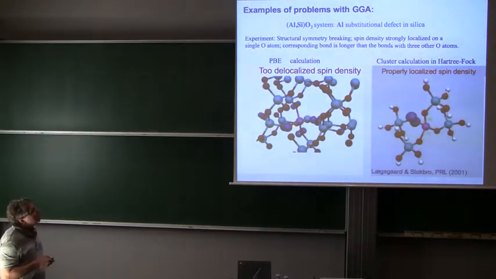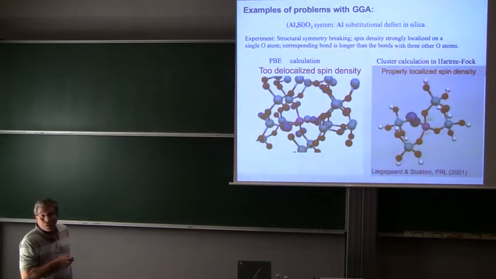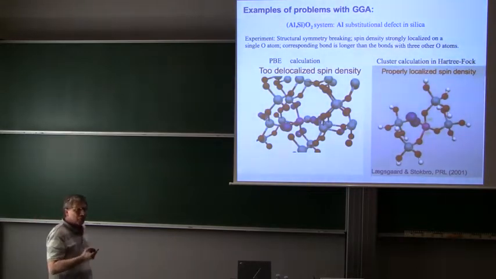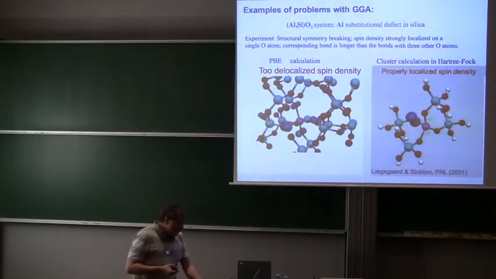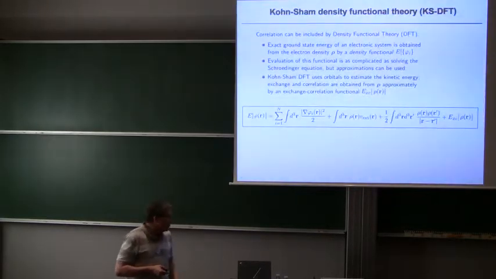However, when you do this calculation with PBE, you'll get a spin density that's distributed on all four of the oxygen atoms next to the aluminum atom, as well as some more distant atoms, and all four of the aluminum-oxygen bonds are lengthened. So this is again an illustration of the tendency of DFT to delocalize spin density, delocalize charge.